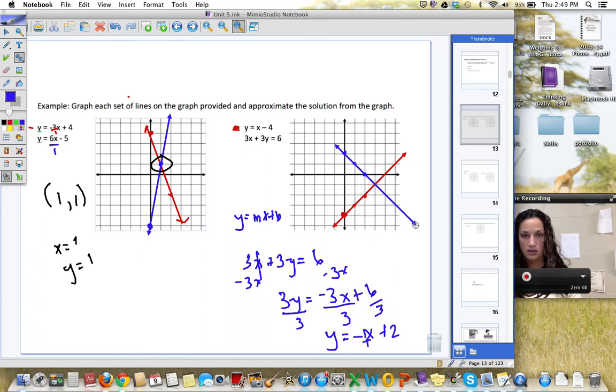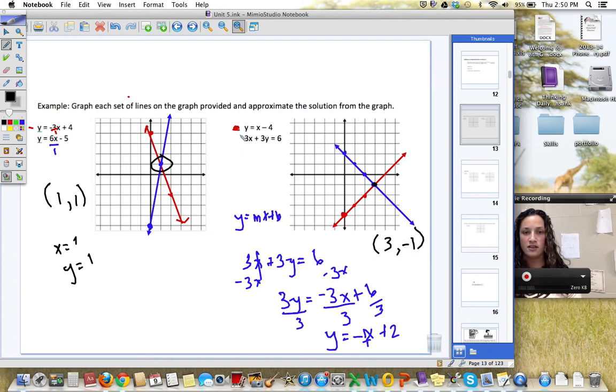And they intersect. If you're looking, they intersect right here. Oh, that's still in blue. Let me make that black. They intersect right here, and that coordinate point, my x is 3 and my y is negative 1.